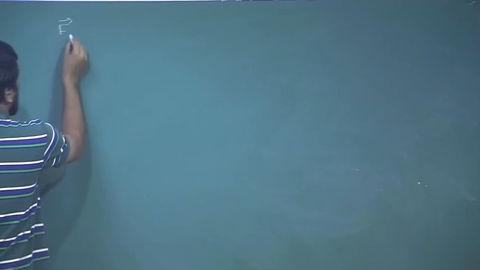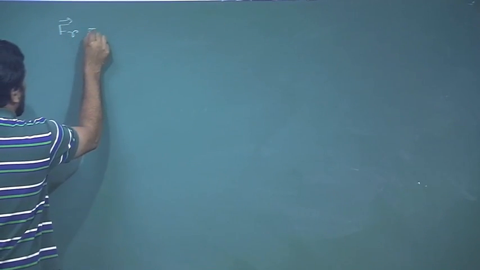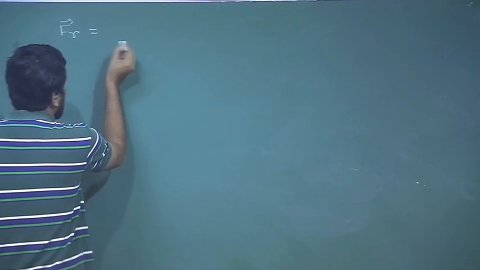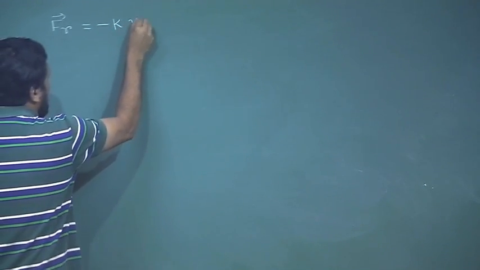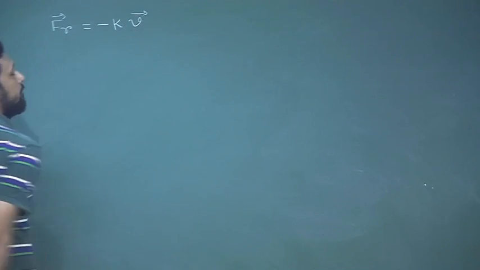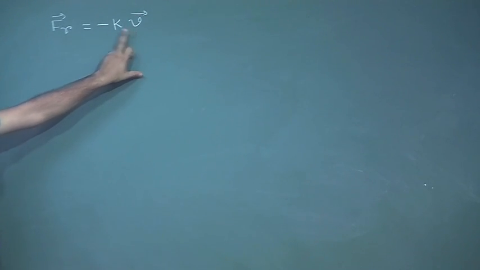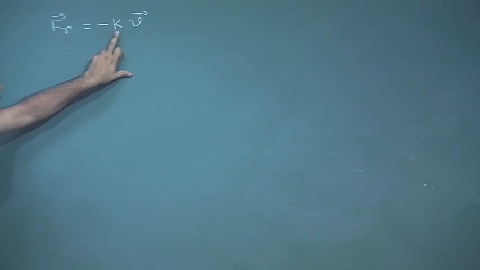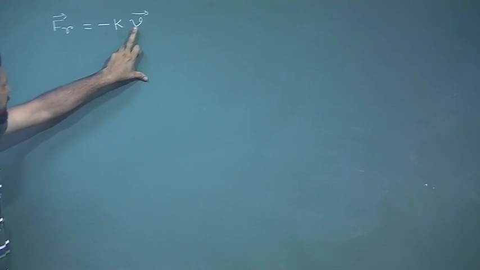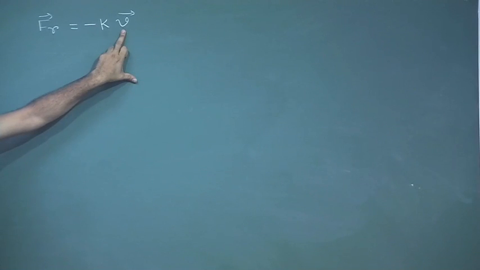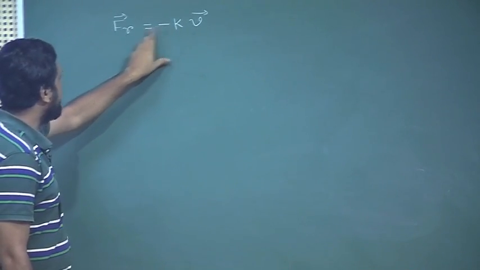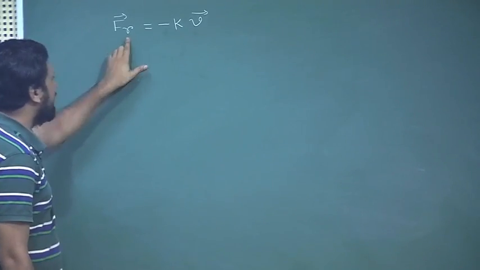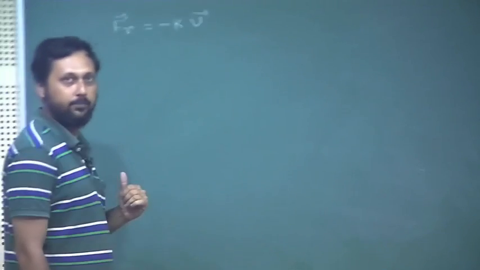So, we have a force F which is called a resistive force if it has the functional form minus kV, v being the instantaneous velocity of the particle, and k being some constant. Please remember that there is a minus sign. This essentially means that the force Fr works opposite to the direction of velocity.